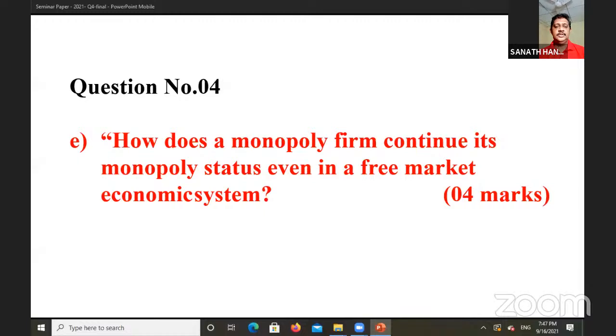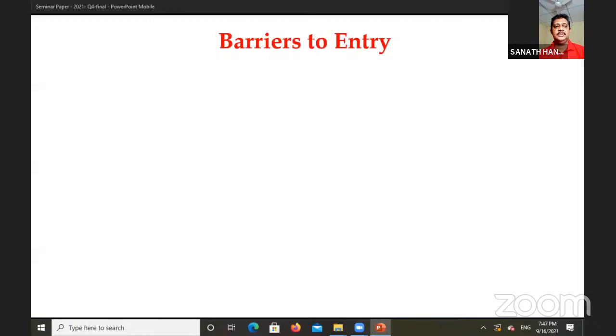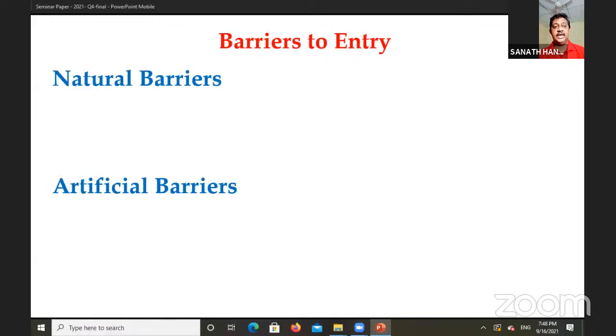To create a monopoly market, the compulsory condition is what? Barriers to entry. Even in a market economic system, sometimes there are markets with barriers to entry. What do we mean by barriers to entry? There are factors where new firms cannot enter the market. Barriers to entry come in two types: natural barriers and artificial barriers. This section mainly focuses on barriers to entry.